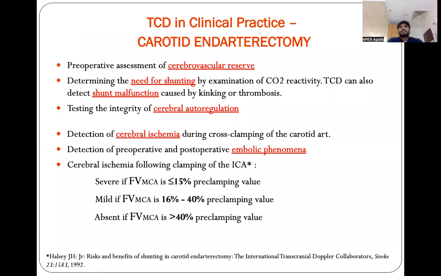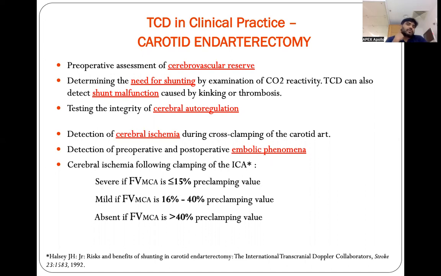Next is transcranial Doppler in clinical practice. TCD can assess the cerebrovascular reserve, detect shunt malfunction, and assess the integrity of cerebral autoregulation. It will detect cerebral ischemia during cross clamping of the carotid artery. And also it will detect embolic phenomena in pre-operative and post-operative conditions.